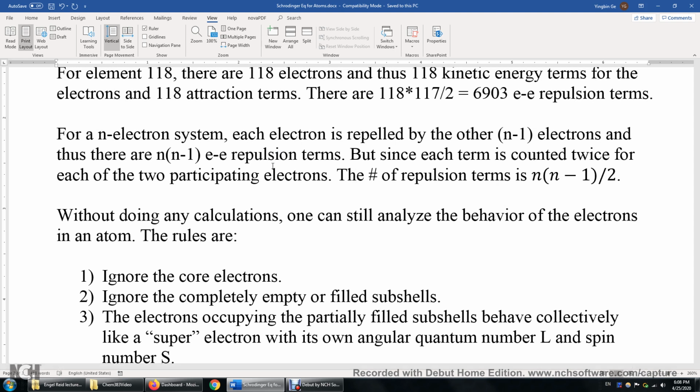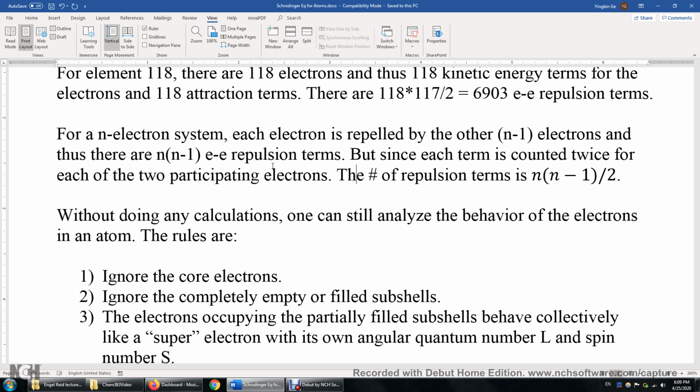In general, if we are looking at atoms with multiple electrons, we can analyze the behavior of those electrons in a many electron atom without doing any calculations, without solving the Schrodinger equations. But we need to obey some rules for this analysis to be realistic. So first, we need to ignore all the core electrons. As a chemist, we don't care about the core electrons. We care about only valence electrons.